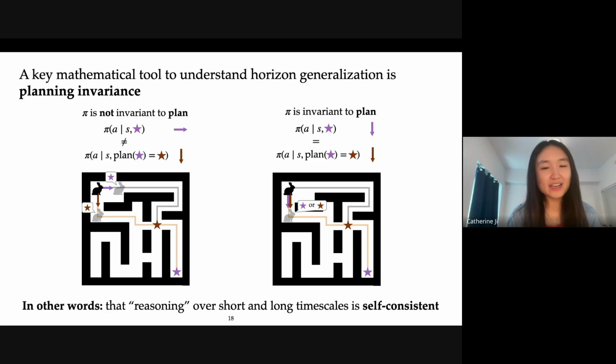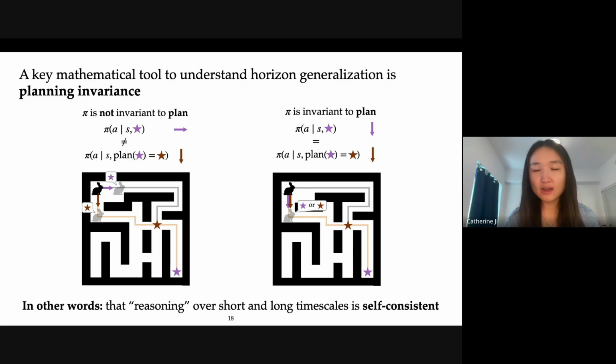There's some sense that, and I'm using the term reasoning super loosely here, reasoning over short and long time scales is not self-consistent. On the right, we instead now have a policy that is planning invariant, where our agent is going to output the same action, down, whether it's conditioning on this final purple star or what it thinks is the waypoint, the brown star. So in the same way that, say, an image classification model that is invariant to rotations is going to generalize to images of different orientations, we're going to prove that a policy invariant to planning, like the one shown on the right, is going to exhibit horizon generalization under certain assumptions.